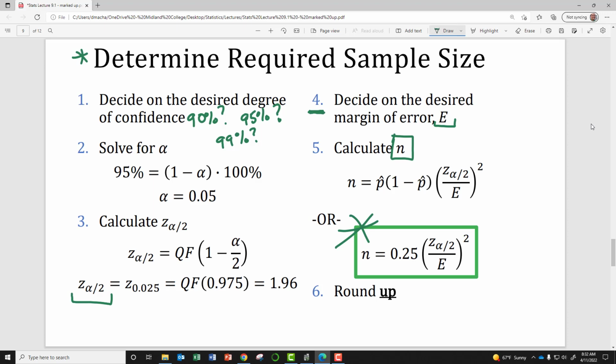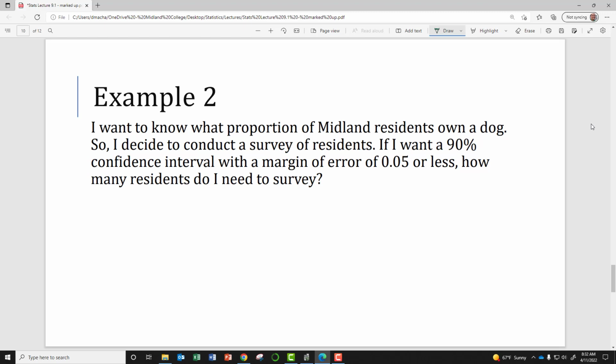Okay, so hopefully we get that procedure. We have a couple of examples that I'll try to work through quickly. Example number 2. I want to know what proportion of Midland residents own a dog. And there's a whole bunch of Midland residents. Let's say there's 100,000 residents in Midland. So that would be way too many people. It would be hard to do a census. It would be hard to sample every single Midland resident. So I'm never going to know the population proportion. What I can do is conduct a survey of residents where I only survey a few residents, like 100 or 200 residents.